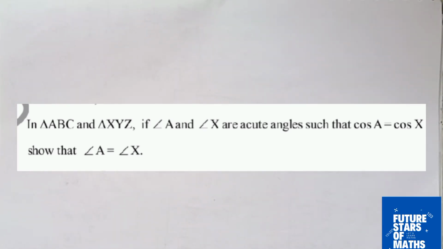Today let's do our sixth sum of exercise 11.1, which is very important. Okay, so listen very carefully, students. Now we'll read the question. In triangle ABC and triangle XYZ, if angle A and angle X are acute angles such that cos A equal to cos X, then show that angle A equal to angle X. Okay, so whatever is given, we'll write that first.